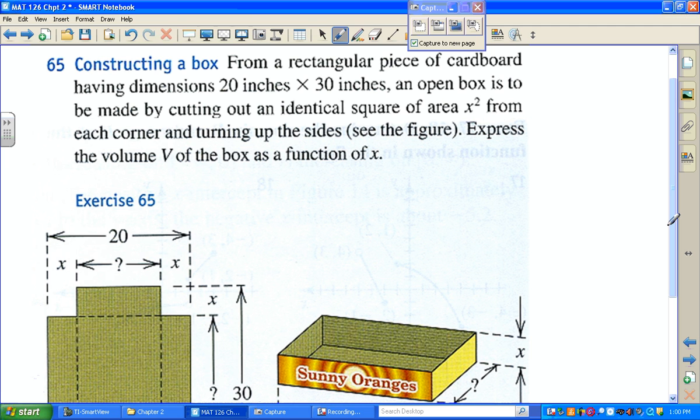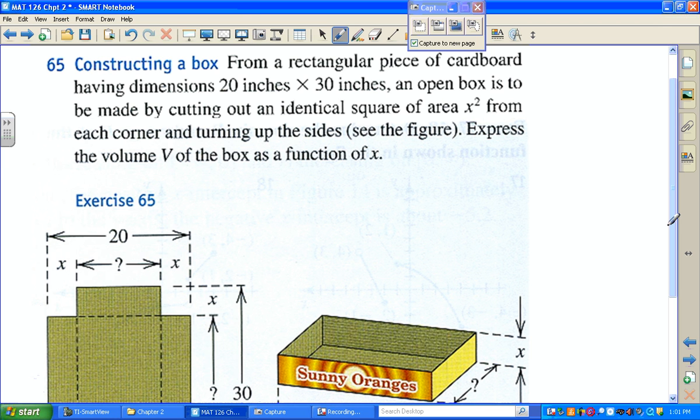Constructing a box from a rectangular piece of cardboard having dimensions of 20 by 30. I will take my painstaking time to explain how this works, because the next time it comes up, I'll probably be a little bit more tired and grumpy, and then I won't spend as much time. And when it comes up the 4th, 5th, and 6th times, I won't spend any time at all.